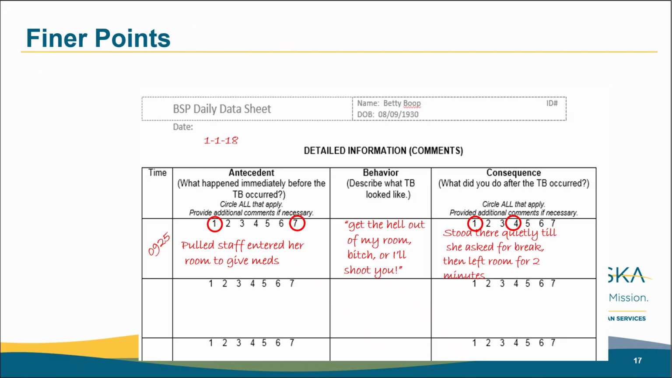Now, a couple of additional details about documentation are worth noting here. First off, if you're completing ABC data about a target behavior and you need more room, you can always use multiple boxes to get the information to fit in. You can also document using a T-log on Therap if you need lots of room to describe what happened.